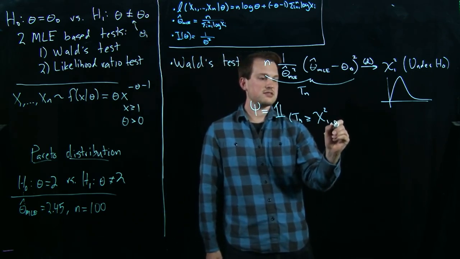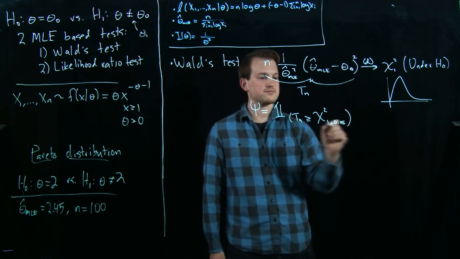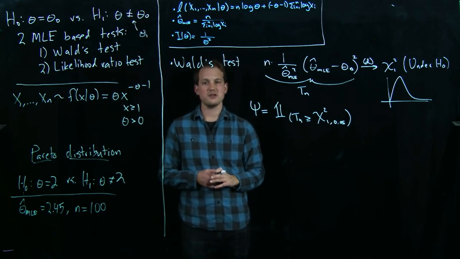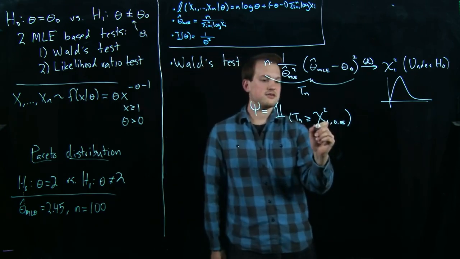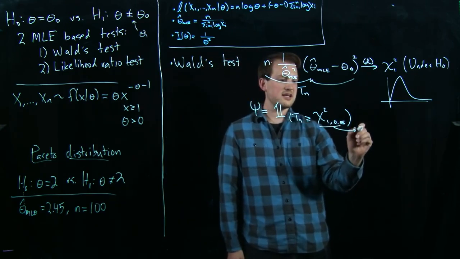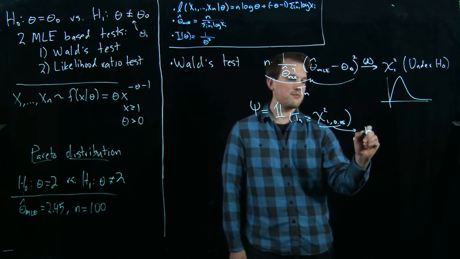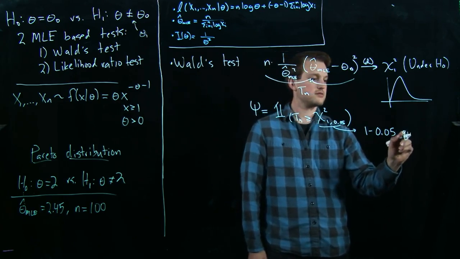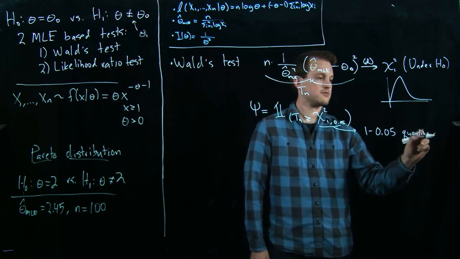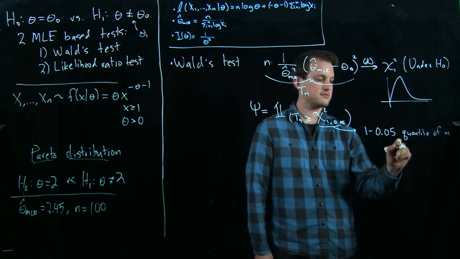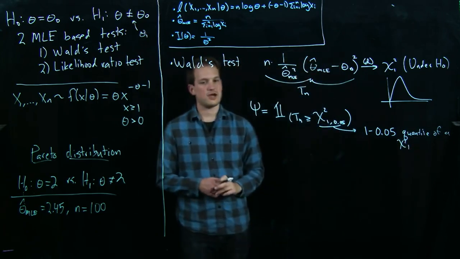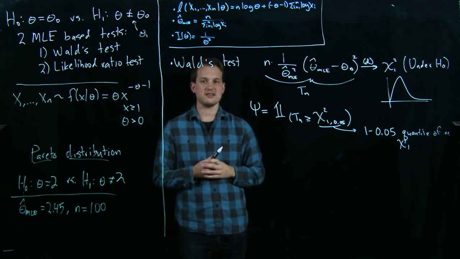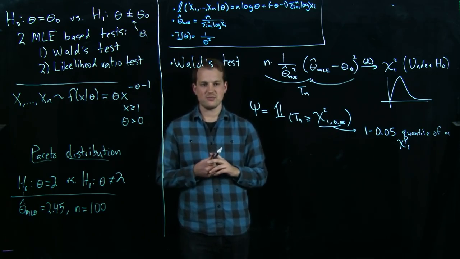So what this means is we want, basically, the tail probability of the chi-squared 1 to be 0.05. Here, this quantity that I wrote is basically the 1 minus 0.05 quantile of a chi-squared 1. Okay, and you can look this up in a table or use some software like R to actually calculate this. And you'll find that it actually equals 3.84.